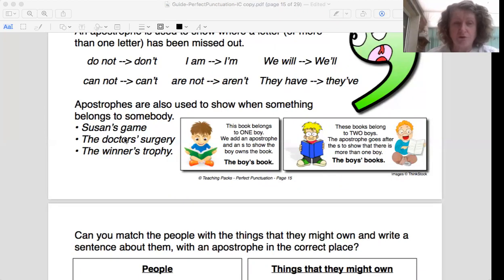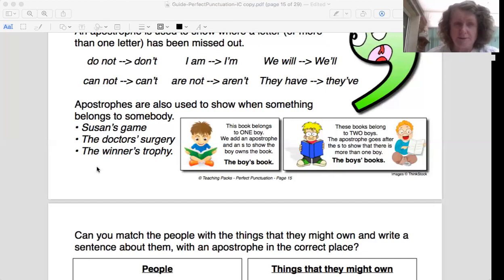Okay, look at this one. The doctors' surgery. Now look, this time the apostrophe is on the end after the S. Do you know why? Because there's more than one doctor at the surgery. So if there's two or more people that own something or belong somewhere, the apostrophe goes after the S and not before.